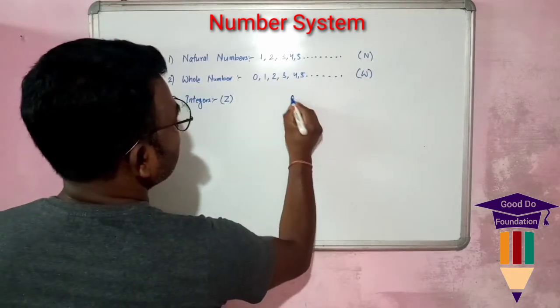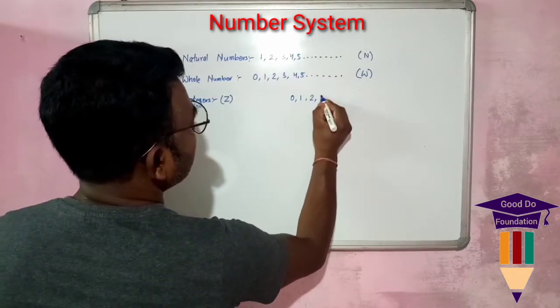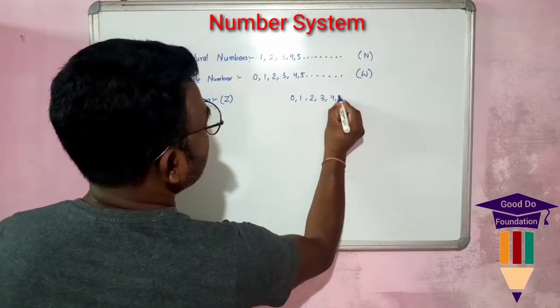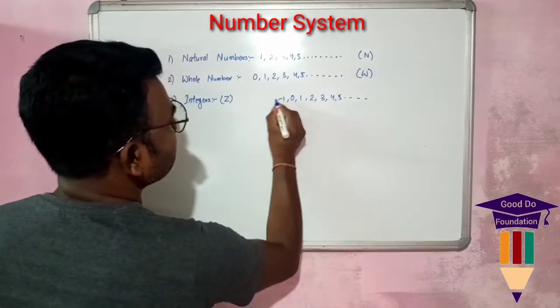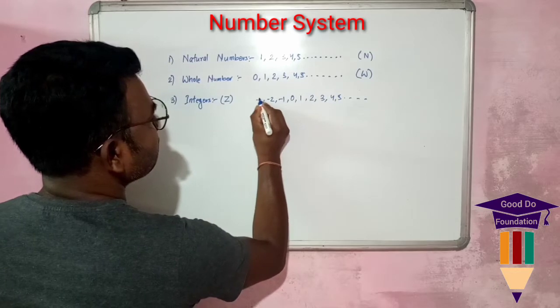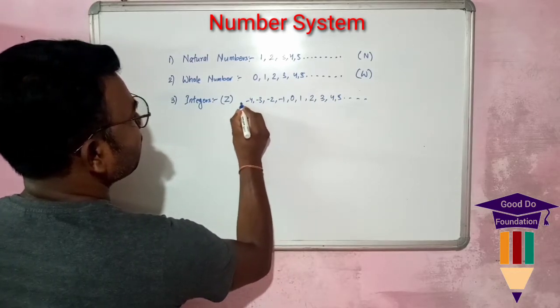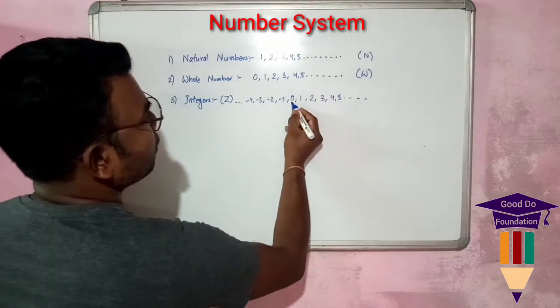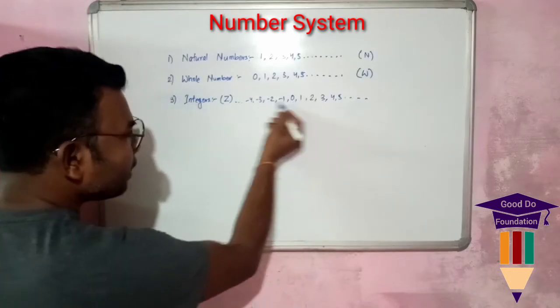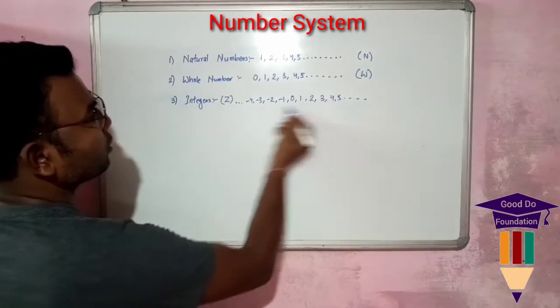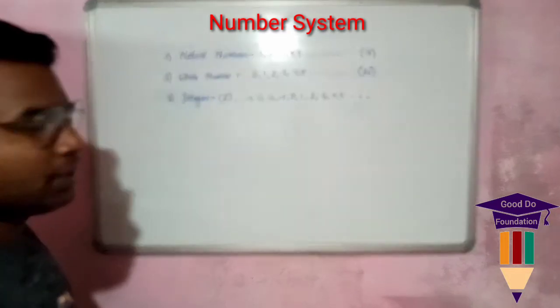The numbers, the negative of the numbers of this and so on, the whole numbers along with the negative numbers, these all numbers are known as integers.